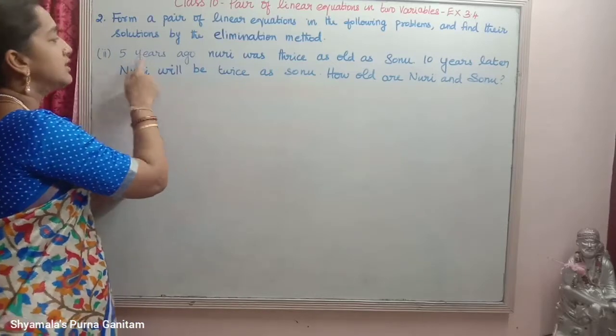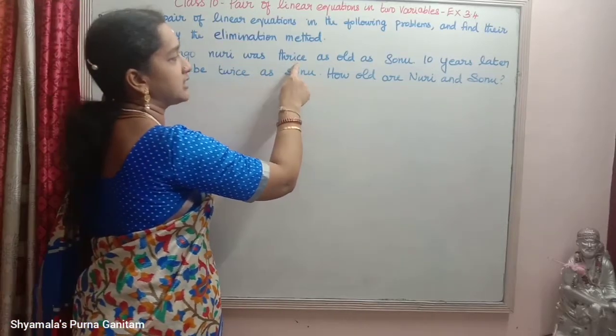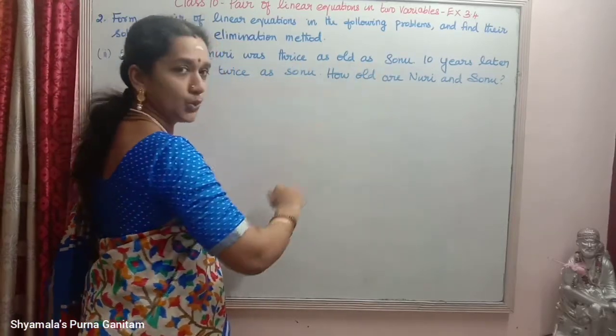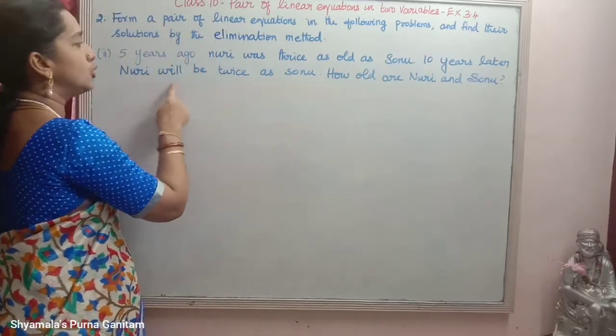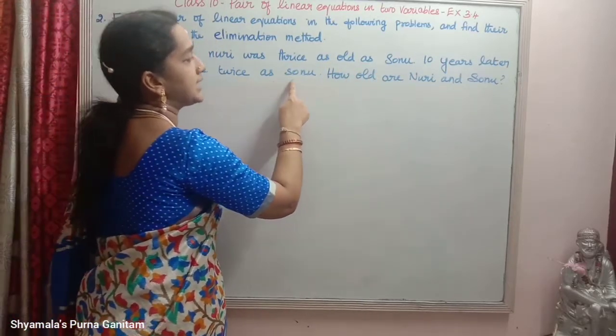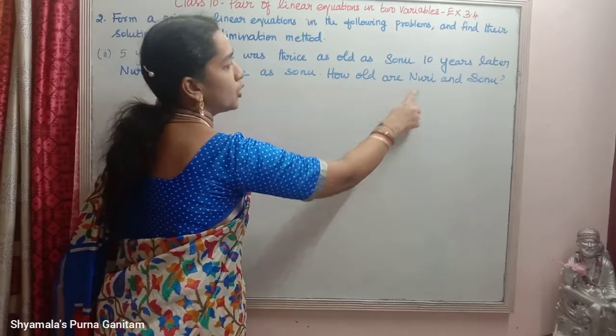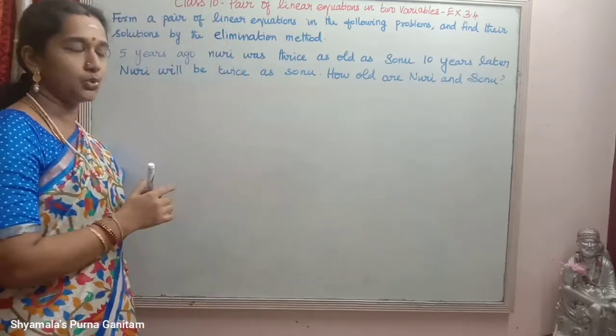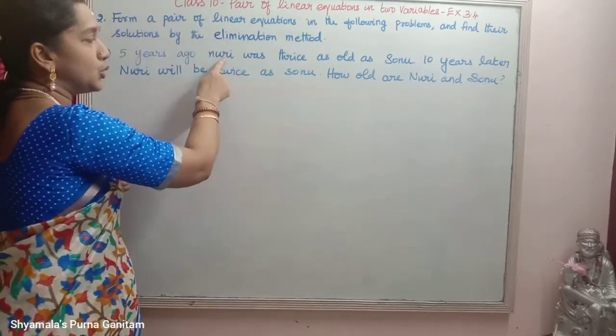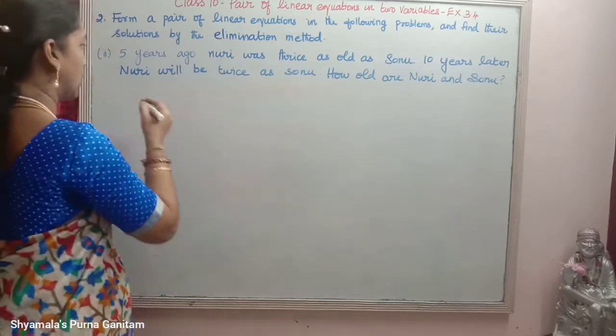Next sum is: 5 years ago Nuri was thrice as old as Sonu. 10 years later Nuri will be twice as old as Sonu. How old are Nuri and Sonu? So we'll take the present age of Nuri to be x and Sonu to be y years.